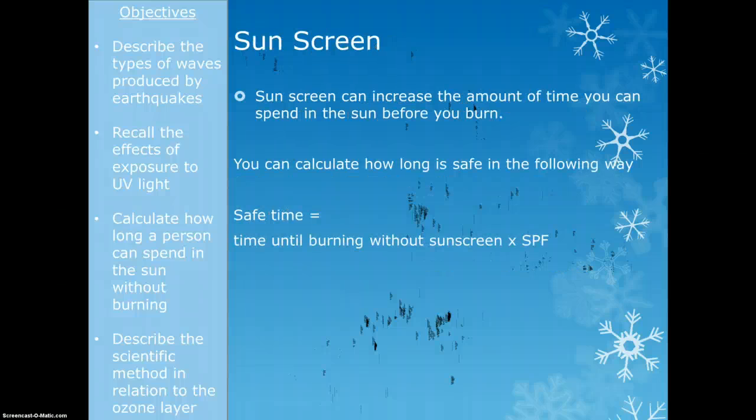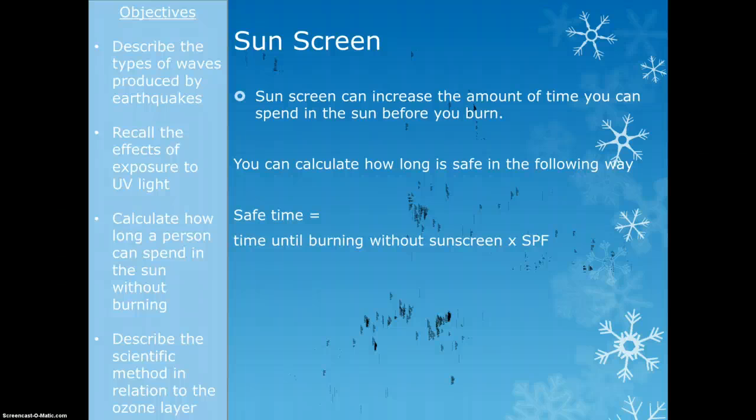So we all use sunscreen, hopefully, to protect ourselves when we go out in the sun. And it just increases the amount of time that you can be outside before the UV radiation damages your skin. And you can figure out how long it's safe to be out by using the formula below. Again, it'll be given to you in the exam if you need to use it. You just need to be aware of it.